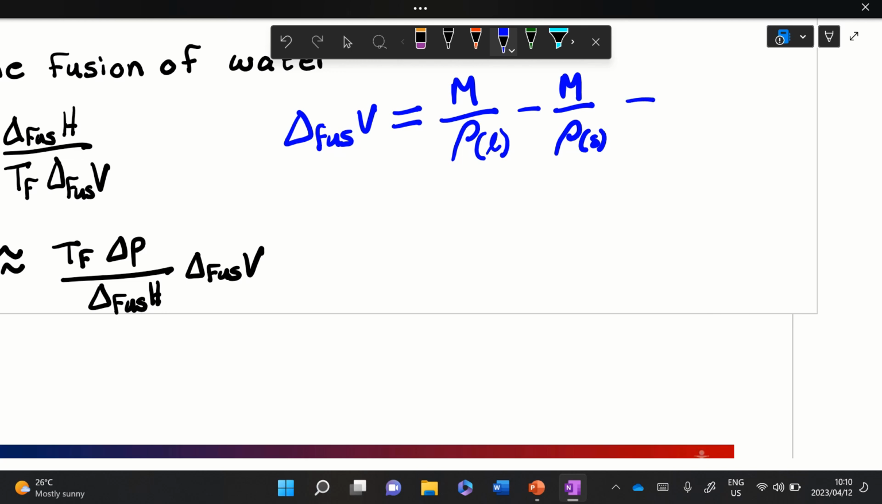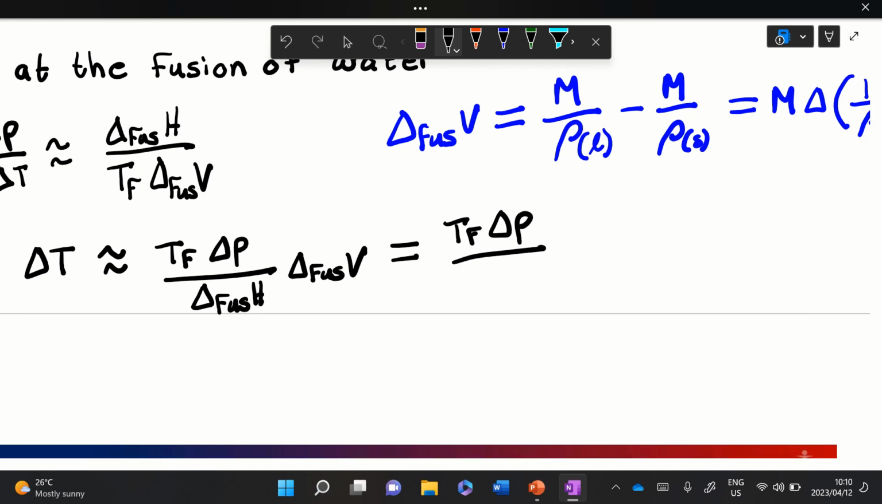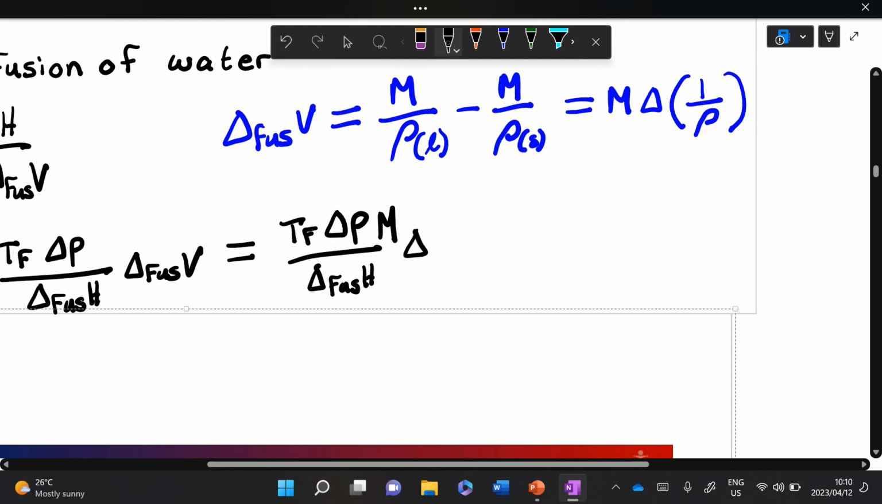So with the mass density of the solid, we can take out the M communally, and then we can write something as 1 over the change in rho. So this is then equal to T_F delta P over delta fusion enthalpy times M times 1 over delta rho.